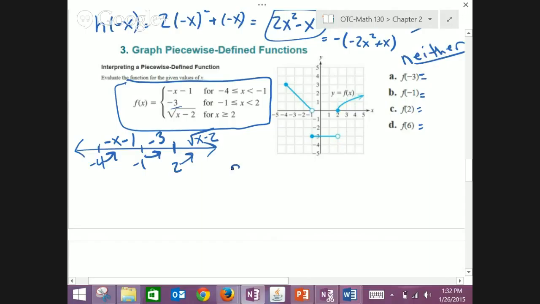So if I want to know what f of minus 3 is, minus 3 falls within this region. So I take minus (minus 3) minus 1, and that gives me 2, which graphically comes up with the same.